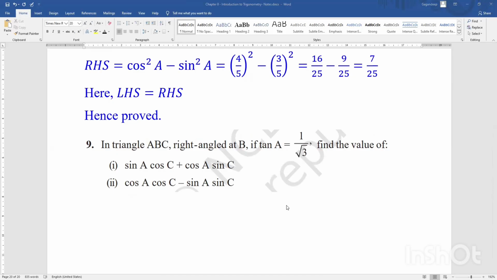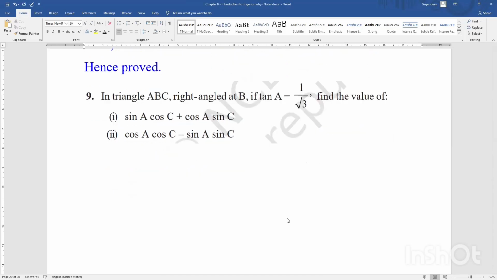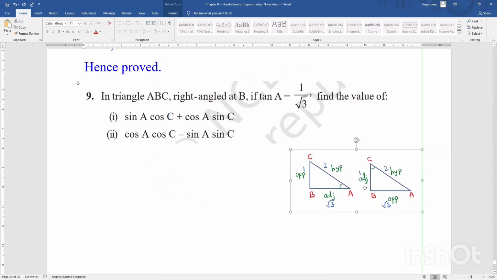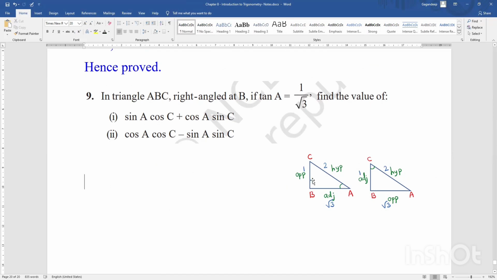Now for this, we are going to draw two figures. So I have the figures. For the first one, since the problem has sin A and cos A, in one triangle you take A as the reference angle, and in the other figure you take C as the reference angle. Accordingly, you fill in the values.